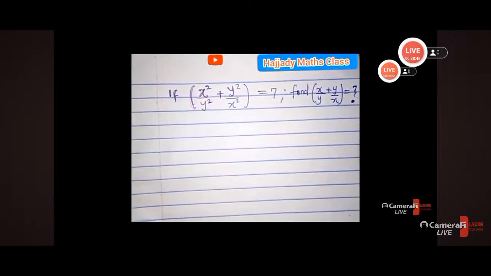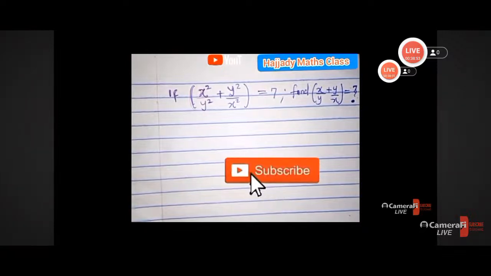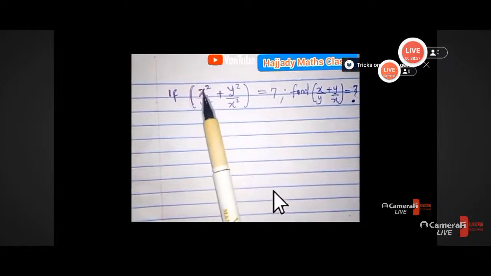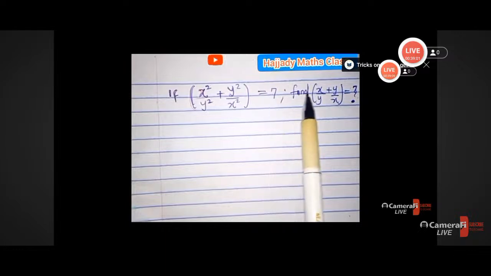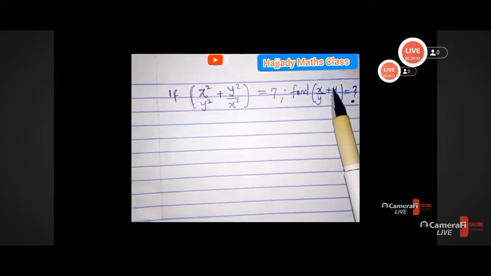Hello viewers, welcome to Ajadi Math class. Today we shall be solving this Olympiad question. Now looking at this question, it says that if x squared over y squared plus y squared over x squared equals 7, find x over y plus y over x. So what is the value?